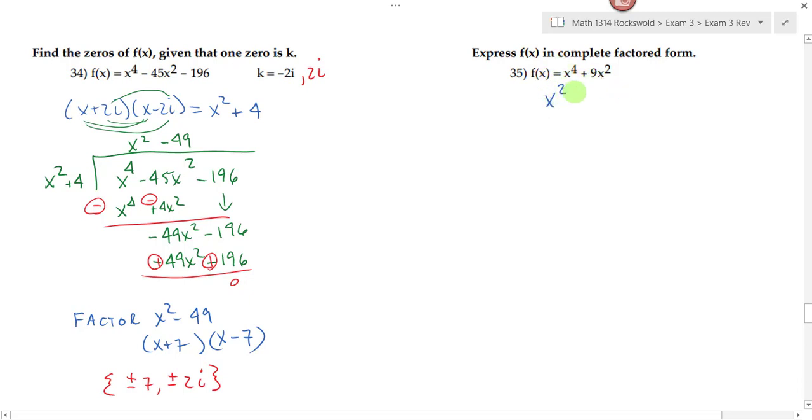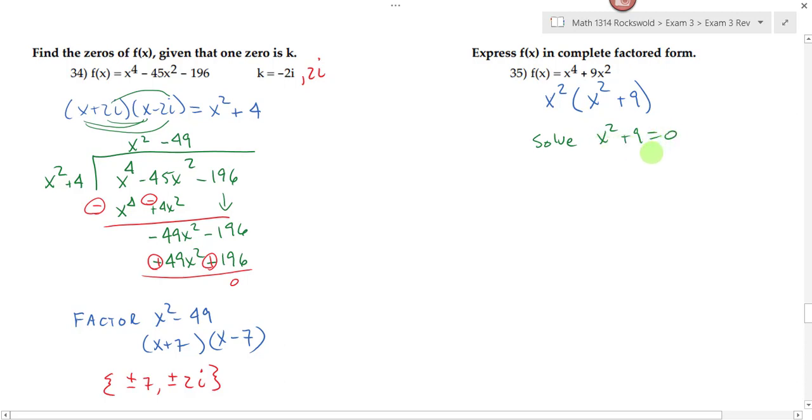Sure, I can factor an x squared out of this, and that's going to leave me x squared plus 9. Can I factor x squared plus 9? Sure I can. What's it going to be? Not x plus 3. I tell you what, let's solve this and find our zeros, and that'll help me write my factors. So we're going to solve x squared plus 9 equals 0.